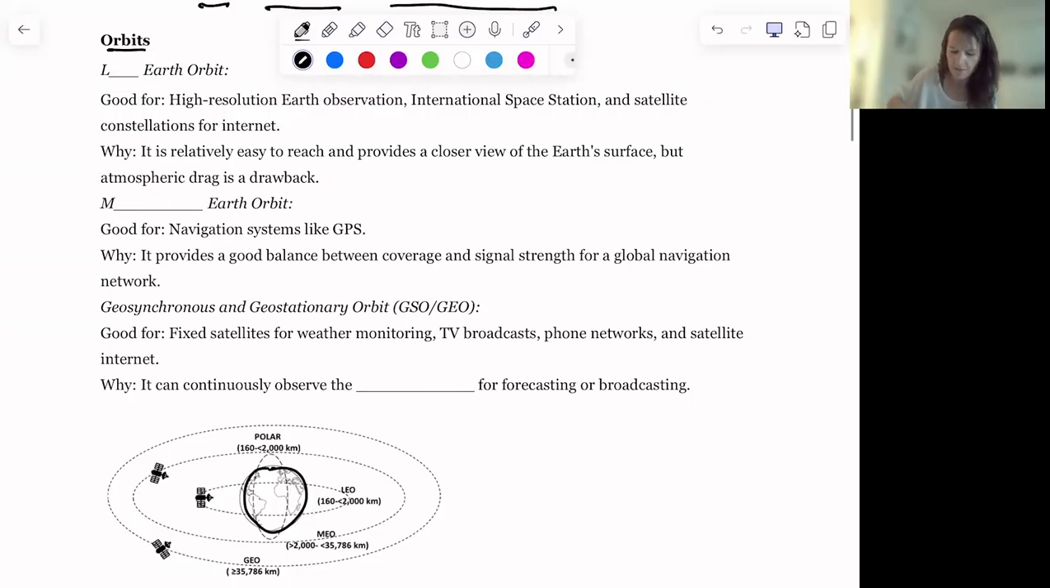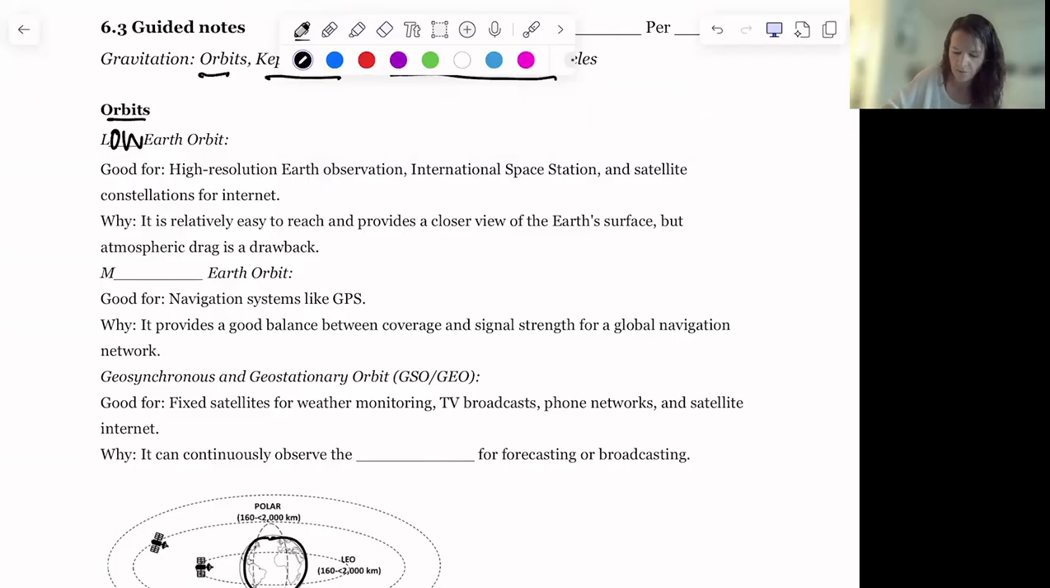So we have first the low Earth orbit. I just put a bunch of facts here that are hopefully interesting for you. It's good for high resolution Earth observation because they're closer. The International Space Station is there, and then satellite constellations for internet. So our internet is often in the low Earth orbit, and this is the easiest thing to get a satellite into. But your atmosphere is still there, and so you're going to have a lot more friction on these satellites as they're going around.